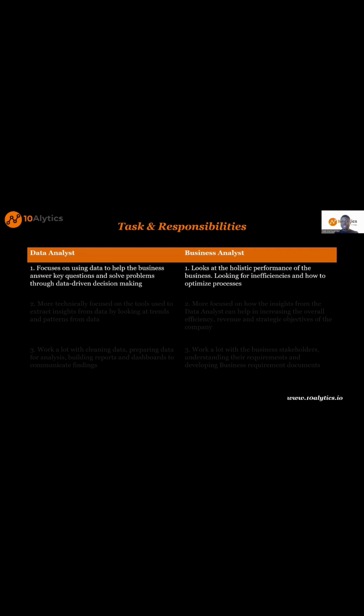On the other hand, as a business analyst, you look at the holistic performance of the company as a whole. All right. So you are looking for inefficiencies, you are looking at processes and helping to optimize those processes. All right. So you're mapping out the current process that exists in the business, the as-is processes, looking for the loopholes, looking for the inefficiencies, implementing strategies that would lead to optimizing those inefficiencies and eventually leading to better processes within that organization.